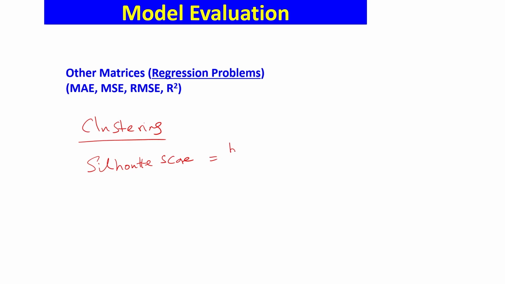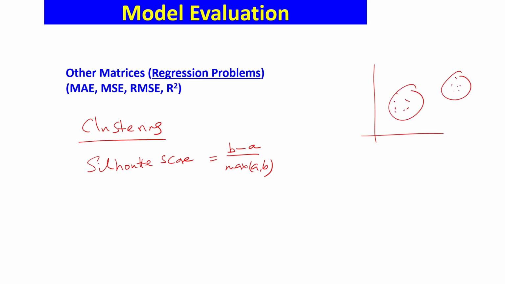It is nothing but b minus a divided by the maximum of a and b, where a is the average distance between the sample and all points in its cluster, and b is the average distance between the sample and all points in the nearest cluster. You remember the clustering, right? There is one cluster, there is another cluster. So, b corresponds to the nearest distance between the clusters, and a corresponds to this one. That is what is talked about.